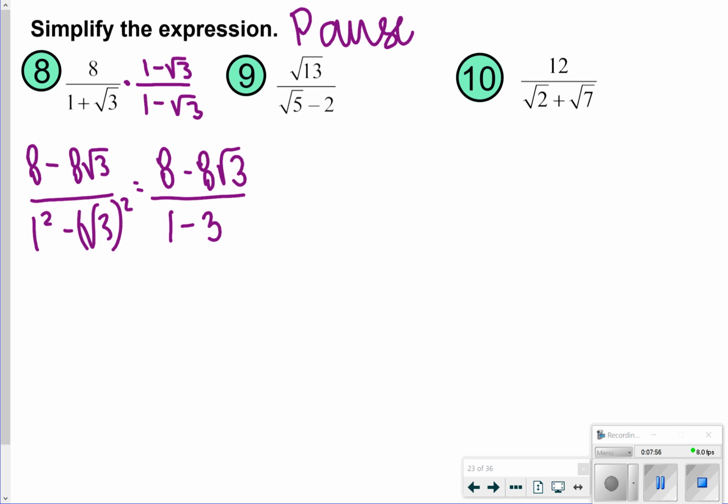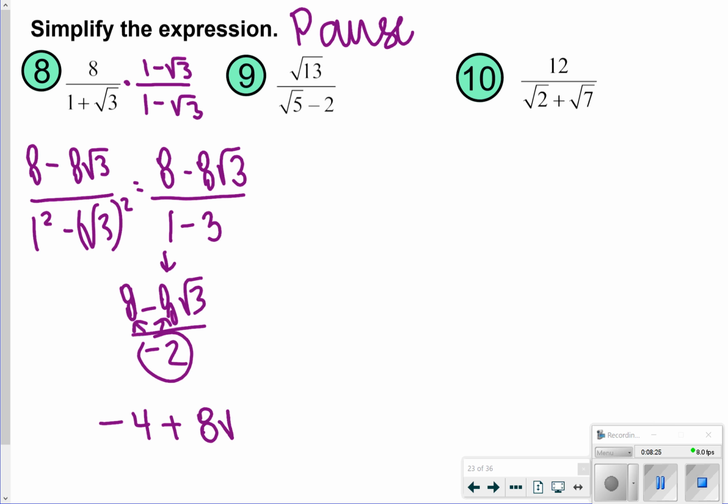Okay, to simplify this even further, I notice I'm going to get negative 2 on the bottom, so 8 minus 8 square root of 3 over negative 2, and then I'm going to just find a number that I can simplify that with. And really, I can take this negative 2 and simplify it with the positive 8 and the negative 8, because it's almost like they're individual fractions. So my answer for number 8 would be negative 4 plus 8 square root of 3.